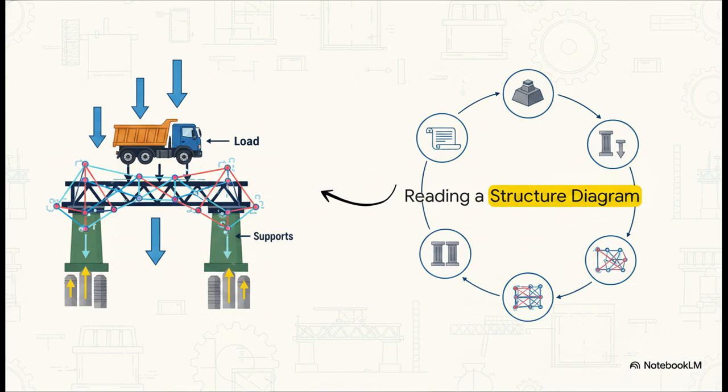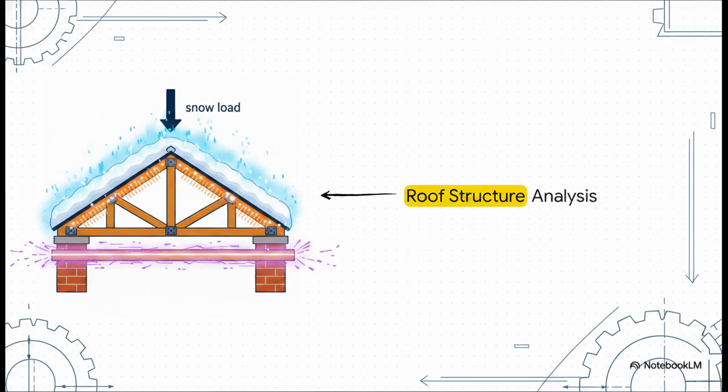First, identify the type of structure. Second, find the supports resting on the ground. Third, locate where the heavy load is actually pushing from. Fourth, trace how that weight travels through the frame. And fifth, identify if the pieces, the members, are acting as struts in compression or ties in tension. Let's analyze a roof structure together using those exact steps.